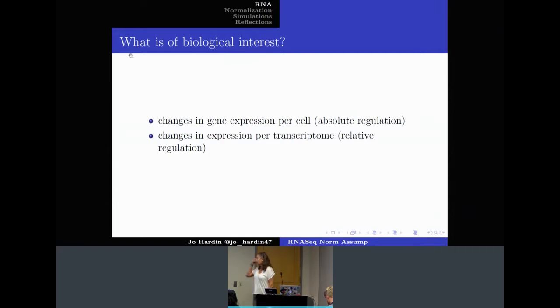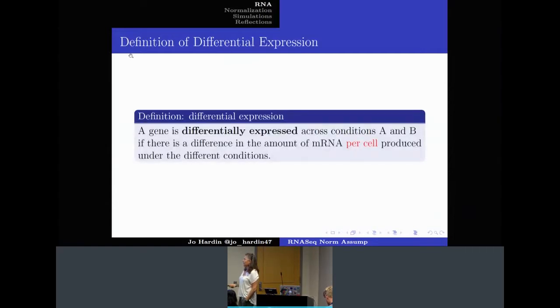Okay, but for us, for right now at least, we're going to be talking about a gene being differentially expressed across conditions A and B if there's a difference in the amount of RNA per cell produced under different conditions. So when I say per cell, I mean like at the top of the diagram, right? Not at the bottom of the diagram.